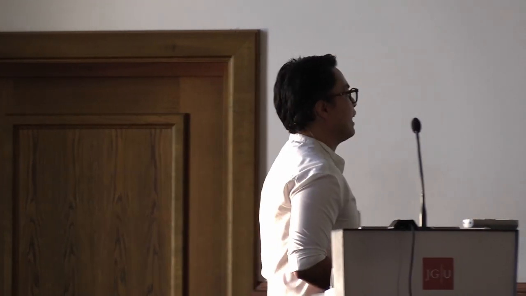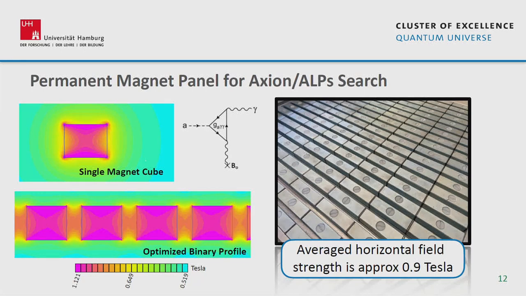I call this one the optimized binary profile. You have a single permanent magnet cube, and you put them side by side with a gap between them. Within the gap there is a really strong field, a superposition of the field from all the neighboring cube magnets. We optimized it and got a field in the gap of about 0.9 Tesla. We built it and measured it, and it is really close to 0.9, even higher, because of the contribution from the nearby magnets.